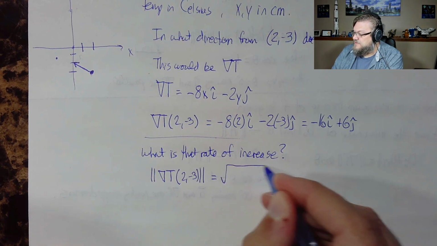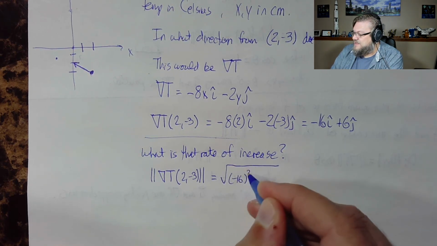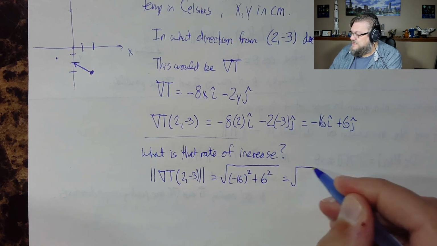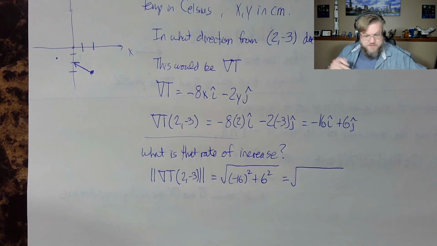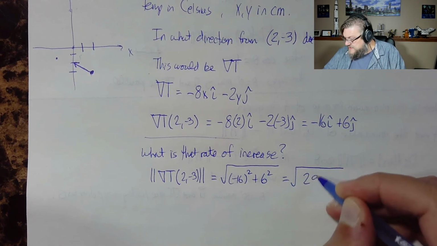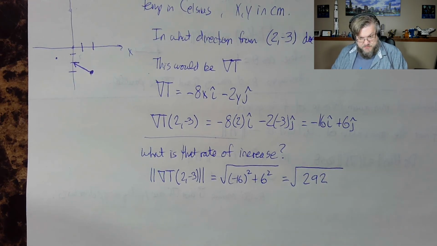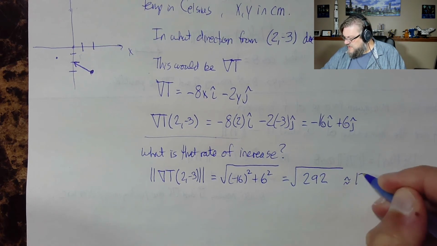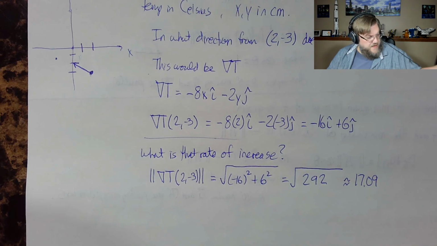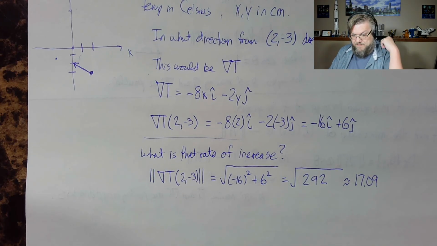That's going to be the square root of negative 16 squared plus 6 squared. And so doing that, let's see. I don't know 16 squared off the top of my head. Probably should. 256 plus 36. Square root of 292. Square root of 292 is about 17.09.